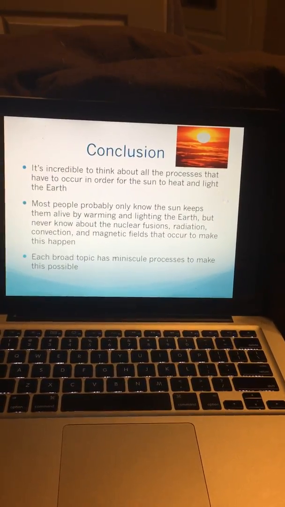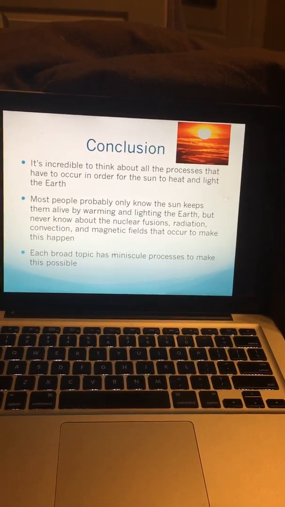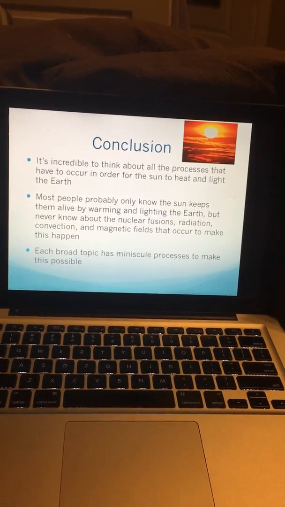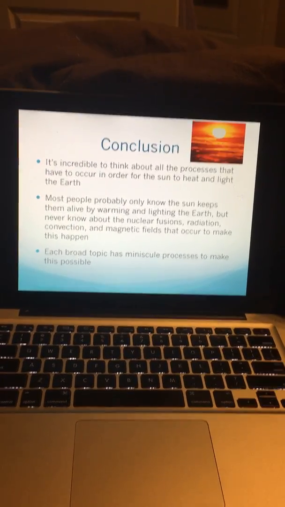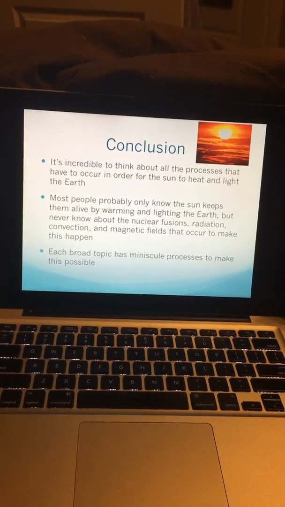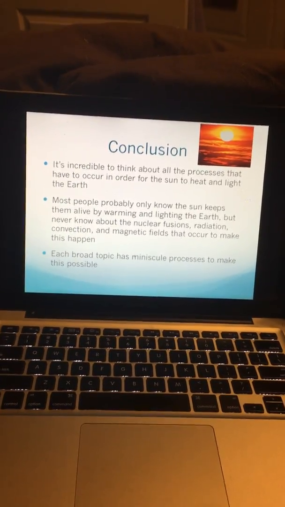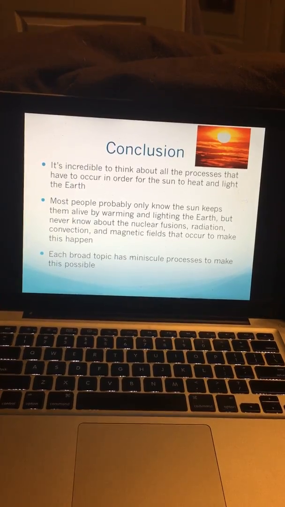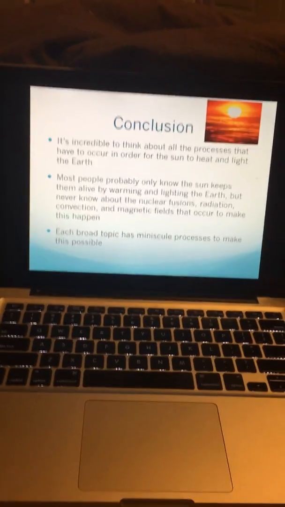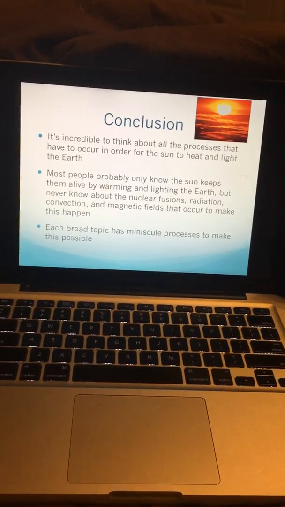In conclusion, it is incredible to think about all the processes that have to occur in order for the sun to heat and light the Earth. It is a topic that is rather difficult to understand. Perhaps some people never even consider the way this happens. I know before this project, I had never really thought of it.